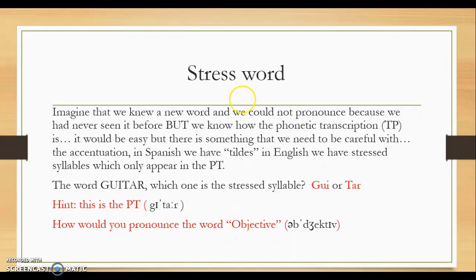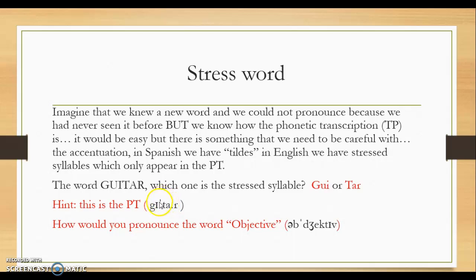We have this exercise, or this example, with this word. It's a musical instrument. So, which one is the stress syllable? Try to think about it, and this is the phonetic transcription, okay? Think about it, and you're gonna think about this other word. This is the spelling, and this is the phonetic transcription. Think about it and try to pronounce, okay? Pause the video for a while and think about it, okay?